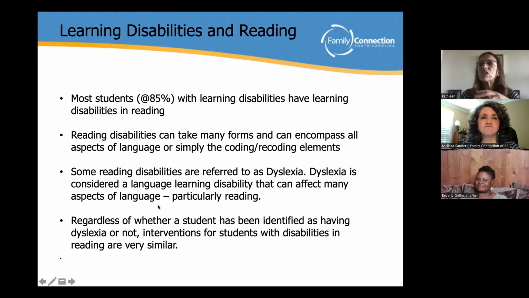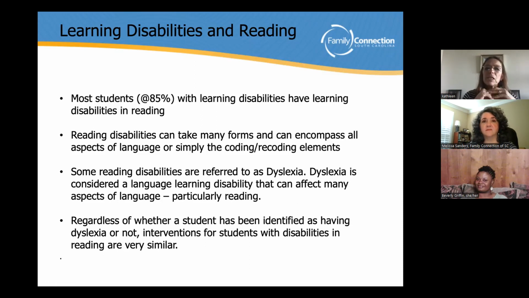Dyslexia is considered a learning disability. If you think of the term learning disability as a big umbrella that encompasses many different types of disability, dyslexia is one of those underneath that umbrella. So most students with learning disabilities, around 85%, have a disability in reading, okay? How many of those kids actually have dyslexia, and how many just have what we would consider a learning disability in reading? It's not clear. There's so much overlap in the identification.